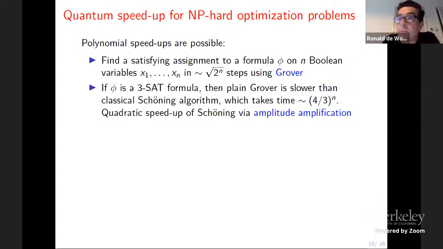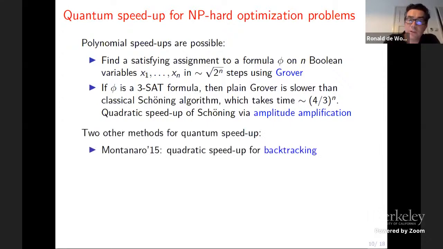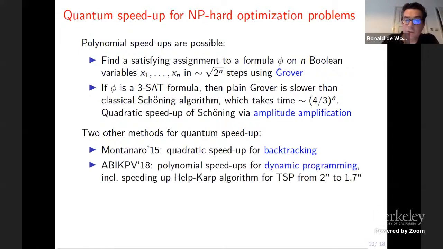And I want to mention briefly 2 more general techniques that you could use for attacking NP-hard problems. One is Ashley Montanaro's quadratic speedup for backtracking. Backtracking is a very general tool that you can use to search a bit more cleverly through an exponential search space, and you can speed this up quadratically. Another fairly general tool is polynomial speedups for dynamic programming. This is due to the Ambainis group. Again, these are polynomial speedups. They're even less than quadratic.